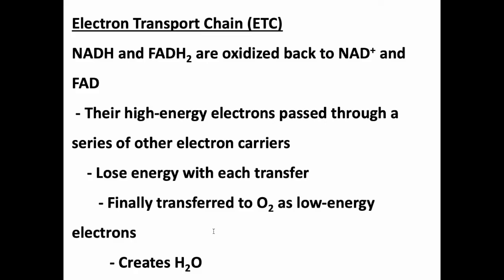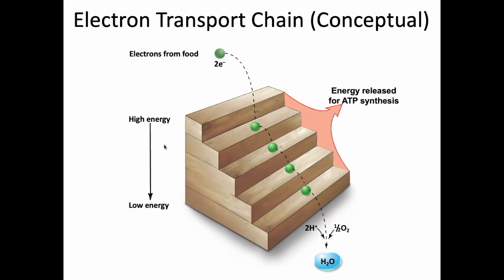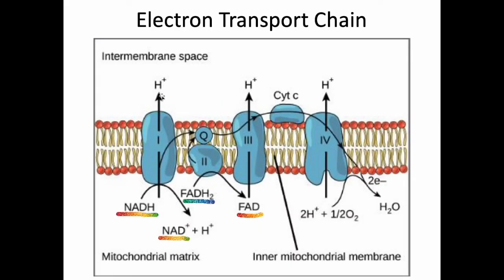But why? We just lost a bunch of energy. We went from high energy to low energy. What was the point of this? Well, also remember the first law of thermodynamics: energy cannot be created or destroyed. So what do we do with this energy? We can see the point of this if we go back to our electron transport chain and look more closely at what's going on here.